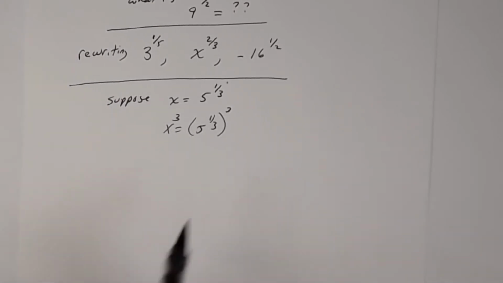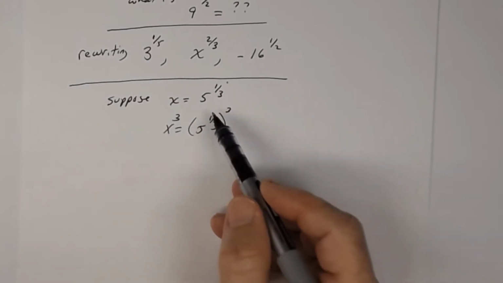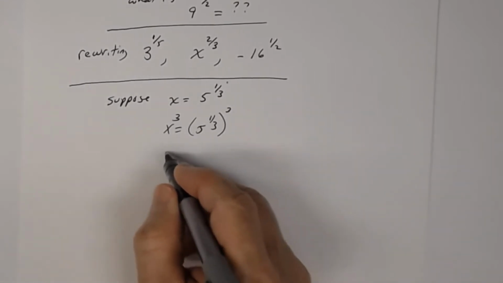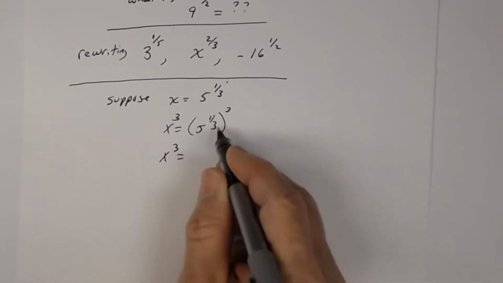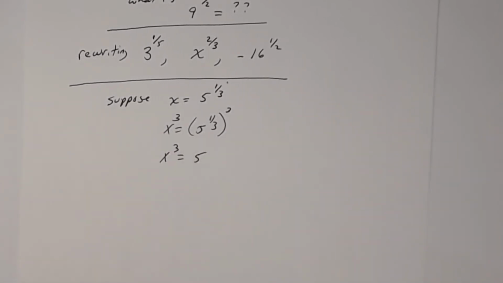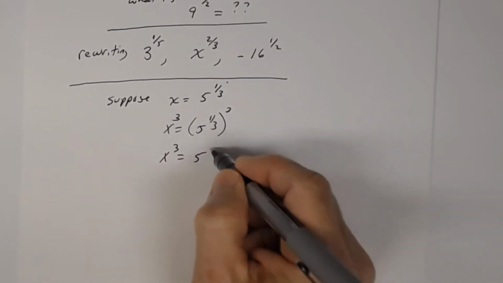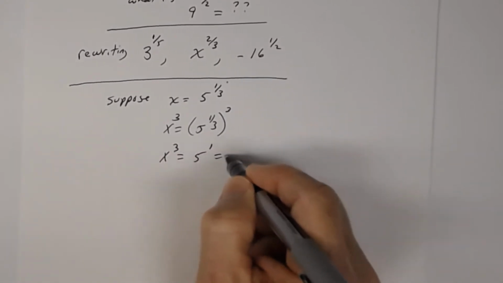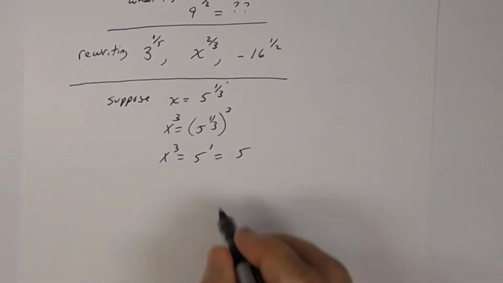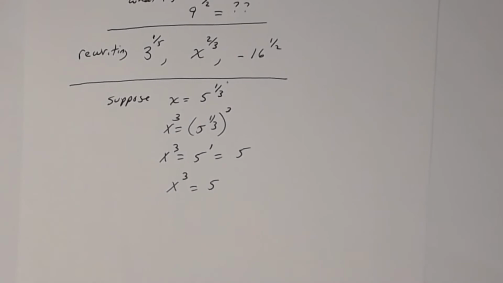So we know that the power rule says that when I have an exponent raised to an exponent, I can multiply those together. So 1/3 times 3, so 1/3 times 3 is 5, right? I'm sorry, 1/3 times 3 is 1, so 5 to the first power, let me put that, 5 to the first power is 5. So I get x cubed is equal to 5, okay?